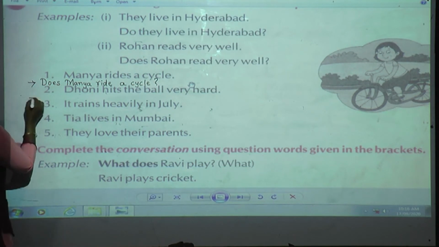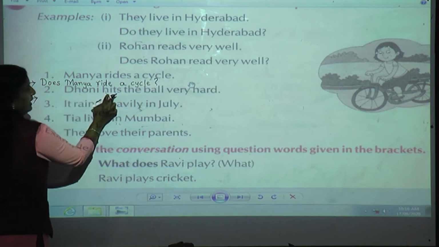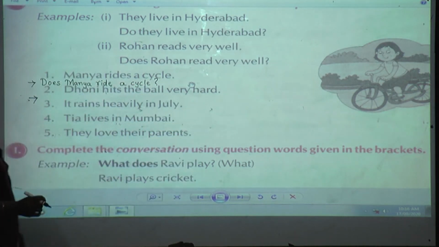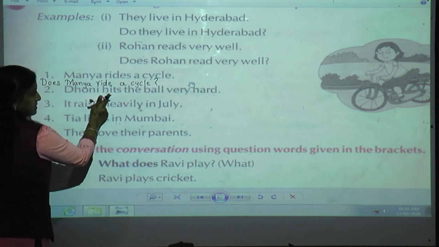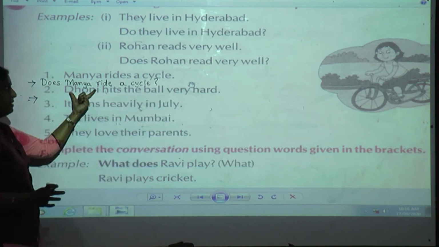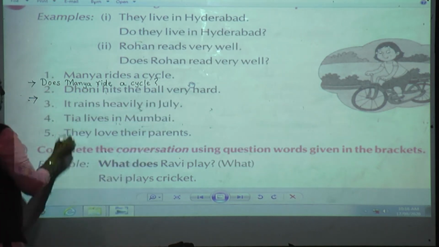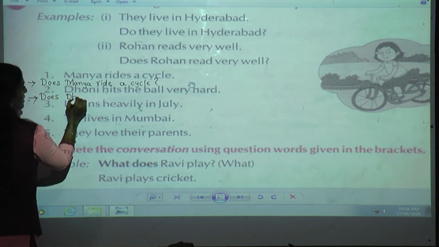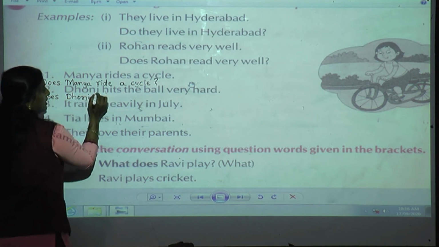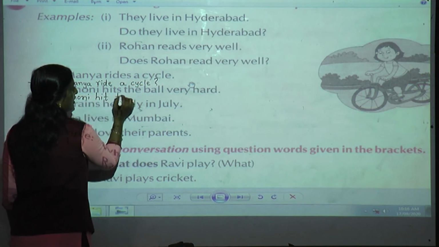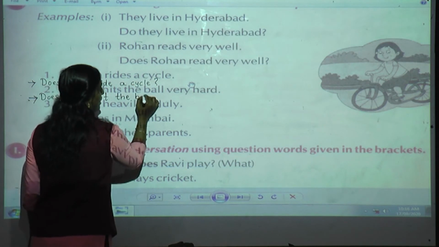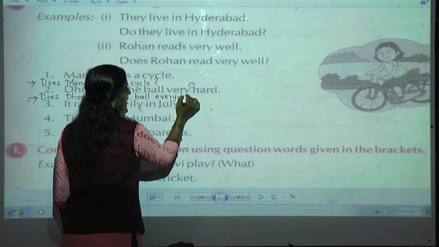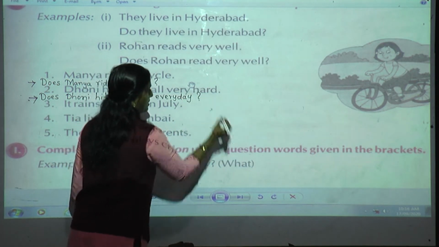Next, Dhoni hits the ball very hard. Again I will repeat, Dhoni hits the ball very hard. Dhoni is again singular. So what am I going to do? Does. Does Dhoni hit the ball every day? At the end, full stop or question mark? Question mark.